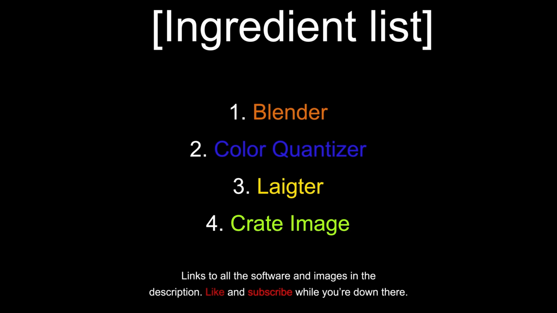Two, Color Quantizer. This is a weird piece of software that I found recently. It allows you to put that dither kind of PS1 texture onto images, and is really nice. Three is Laigter. Laigter was funded by Epic. You can make normal maps with it, and that's how we're going to make our normal maps.